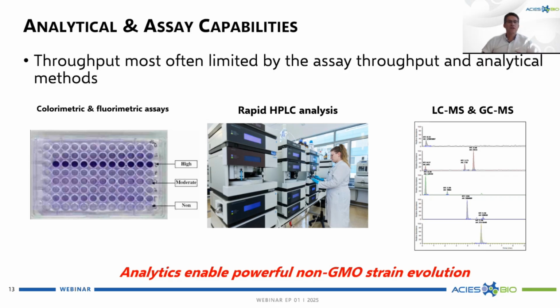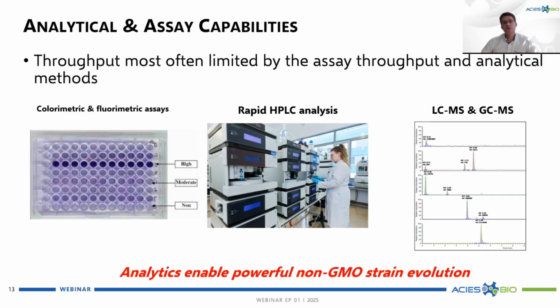That's why colorimetric and fluorimetric assays are really favored when it's possible to use them. They have the fastest times and also the highest throughput. However, most of the time, we actually rely on rapid HPLC analysis. So the methodology here is quite specific. You need to have methods which are extremely robust and have short running times.